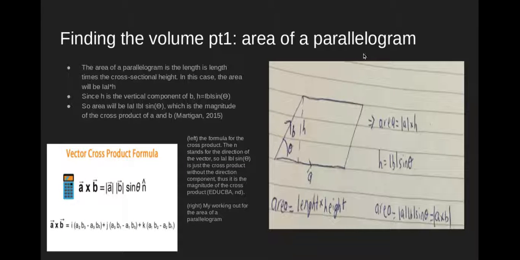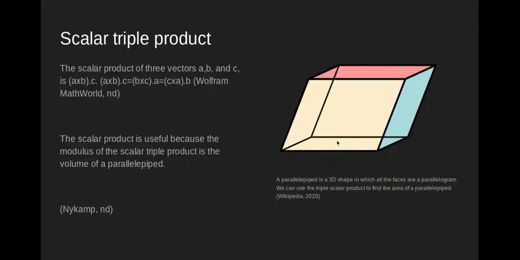First we find the area of a parallelogram, because if you see over here, it's made up of many parallelograms. So if you can find the surface area of one parallelogram, we can use that to find the height. And once we know the height, we can use that to find the volume of the parallelepiped.